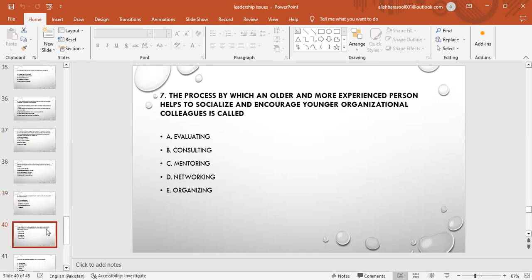The process by which an older and more experienced person helps to socialize and encourage younger organizational colleagues is called A, evaluating, B, consulting, C, mentoring, D, networking, or E, organizing. C, mentoring. Yes, C is the right answer.